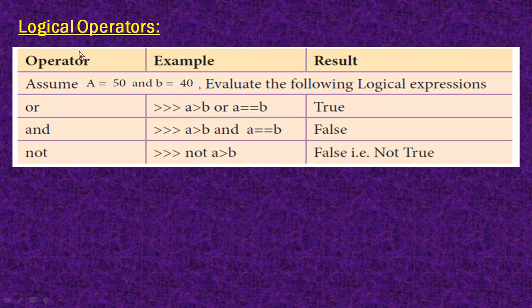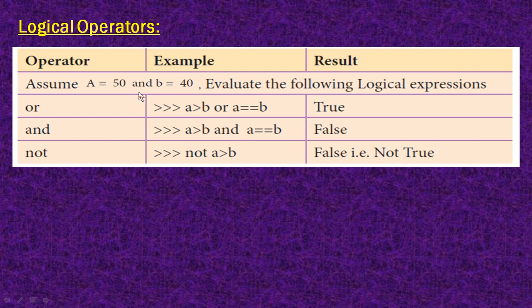Next one, logical operators. What are the logical operators? Or, and, not. These three operators are used in between two relational expressions. Here A greater than B is one relational expression. A equal to B is another relational expression, because this expression is built by the equal to symbol, that is a relational operator. But here or is the logical operator. Logical or, logical and, and not operator.